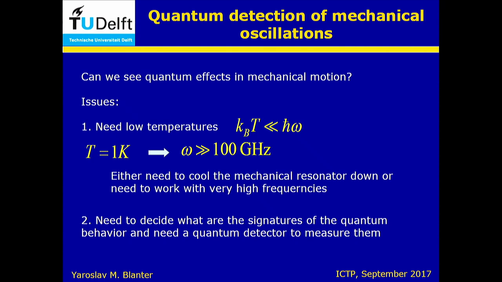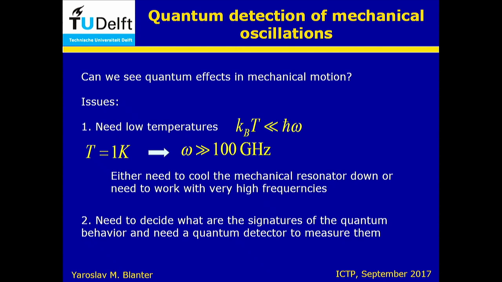And that's actually not trivial, because a classical harmonic oscillator and a quantum harmonic oscillator are almost similar. Of course, you can quantize it, but once you start calculating things like average displacement or average fluctuations of the displacement, you will see that they are the same in the quantum and classical case. So first of all, you need a quantum detector. You need a system which would be able to measure quantum properties.